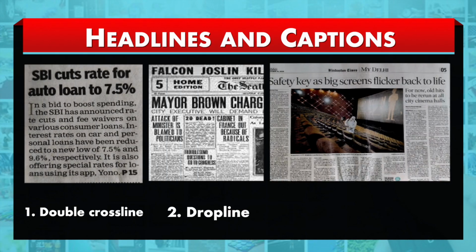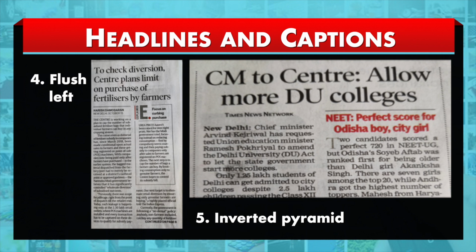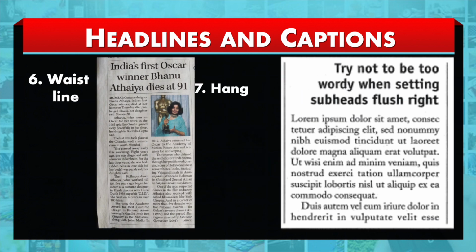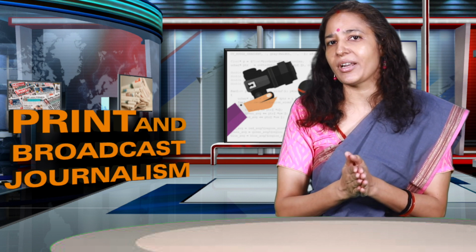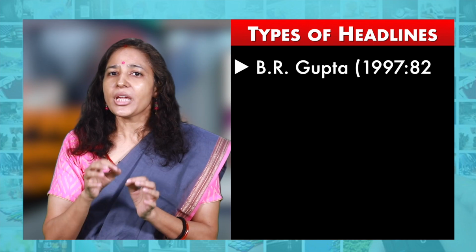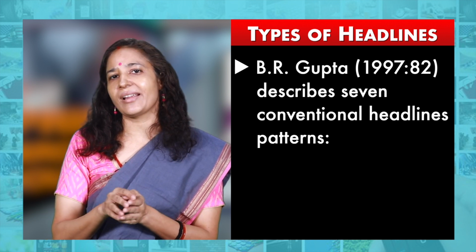Now, the other question arises: how to decide the appropriate headline? For that, we should have knowledge of different types of headlines. Looking at different formats, we can have a long list of types of headlines. From single column or cross line to double-decker or double column headlines to banner and flag, we observe various types of headlines used in newspapers. Yet, on the basis of regular usage, certain patterns have been drawn and we get some concrete types of headlines. For example, B.R. Gupta describes 7 conventional headline patterns.